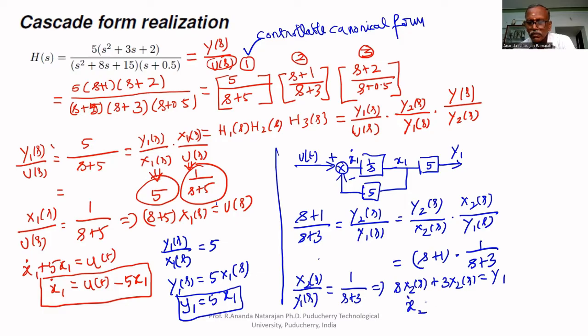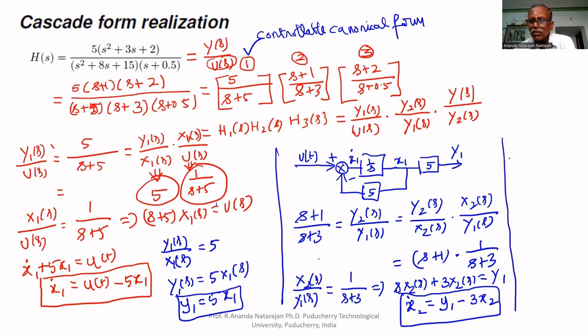x2 dot equal to y1 minus 3x2. This is one equation. If you consider the second part, s plus 1, what you will get is y2 of s upon x2 of s equal to s plus 1. Therefore, y2 of s equal to s x2 plus x2, so y2 equal to x2 dot plus x2.